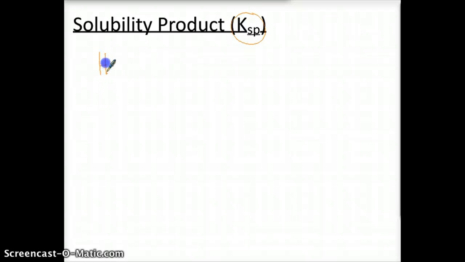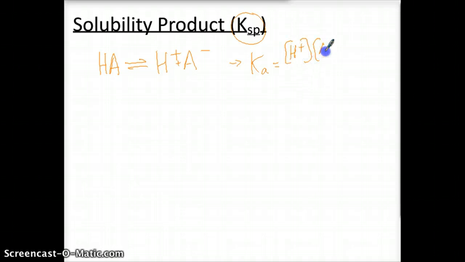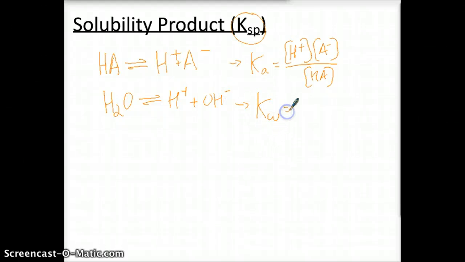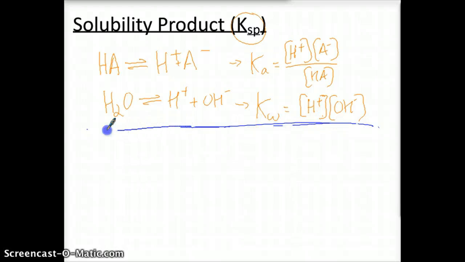So we've learned, if you have a weak acid and it's in equilibrium, we could write the equilibrium expression for this compound as Ka, because it's the equilibrium constant for the acid dissociation, H plus times A minus over HA. That should look familiar to us. We've talked about water auto-ionizes to H plus and OH minus, and that makes something called Kw, which is the equilibrium constant for pure water, which is H plus times OH minus. There are tons of different Ks that we can write. The new one we're going to learn today has to do with solids and how they dissolve, the solubility product.